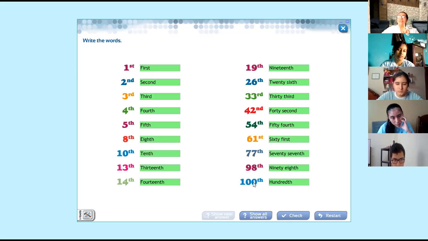But remember that in the cardinal it is 100, sorry. In the ordinal, it's 100th, okay? That is the naming form that we have in this case. That is important to do.